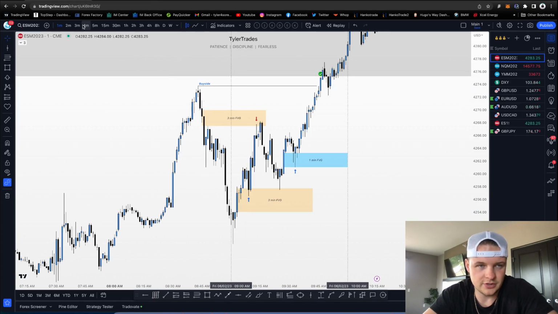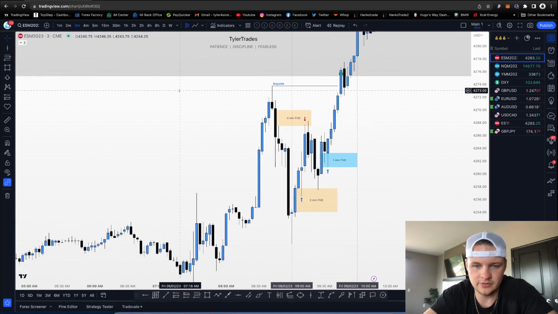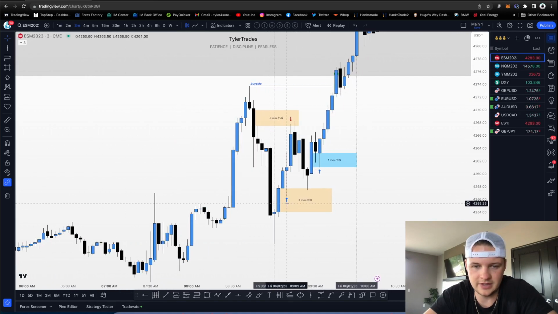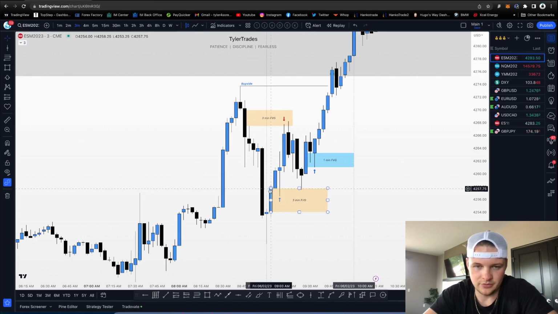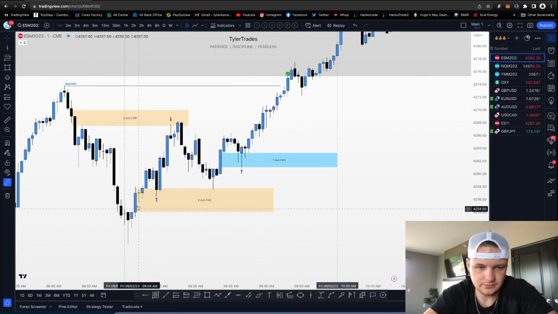Now your first entry opportunity during this hour would have come on this 3-minute fair value gap. You could have looked at this as a liquidity sweep right here, targeting this buy side, this weekly gap as well, and then the 3-minute gap would have been your only entry opportunity. It did give a 1-minute gap right here, but it never got traded back into.